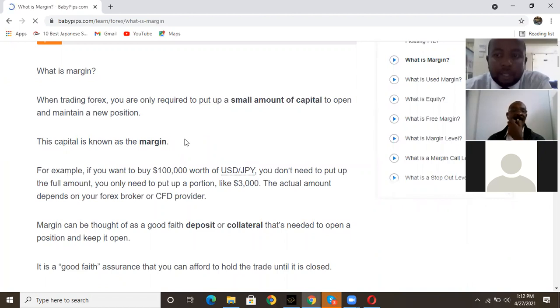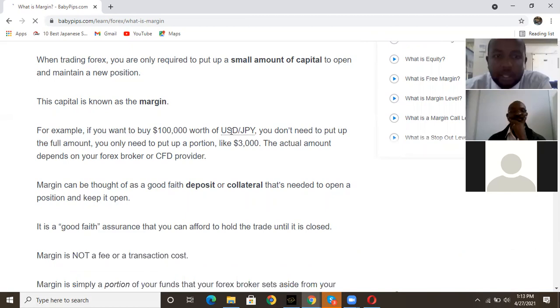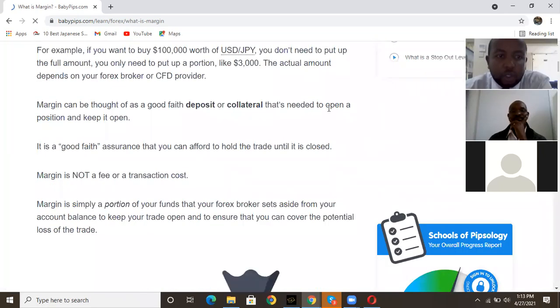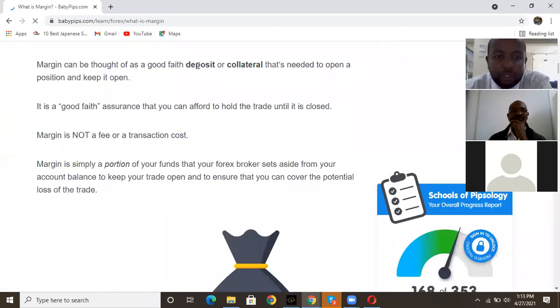Guys, I need you to understand this very clearly. We have capital and we put, say, $500 or $1,000. This is an example. We want to buy 100,000 worth of USD. You don't need to put up the full amount. You only need a portion like 3,000. Margin is usually thought of as a good faith deposit or collateral that's needed to open a position and keep it open. For those trades to keep running, there is something called margin that is able to hold the trades.